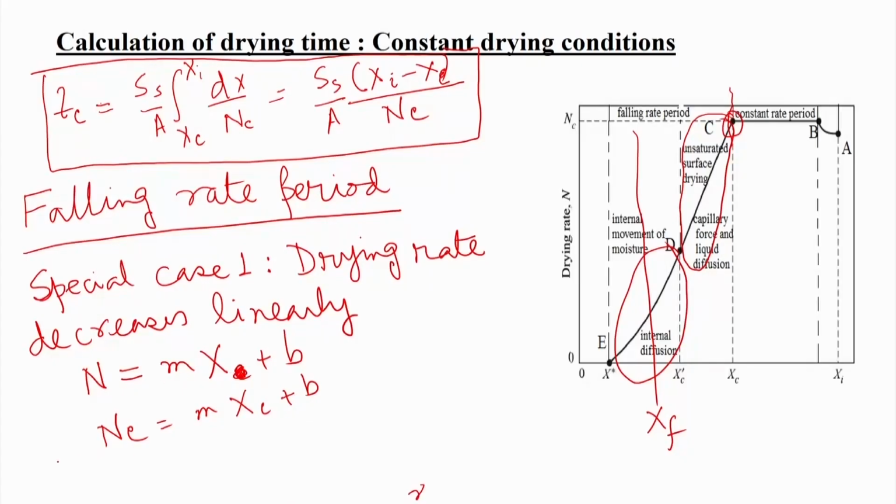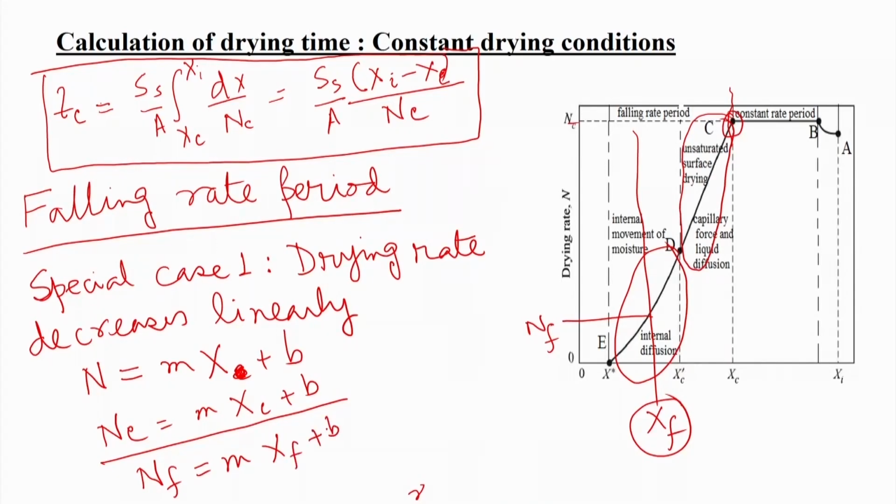So, when the constant drying rate stops and the falling rate starts, at x c we can say n c is equal to m into x c plus b, and at x f we can say n f is equal to m into x f plus b. So, in that case, suppose this is n f and this is n c. Then n c minus n f is equal to m x c minus m x f.